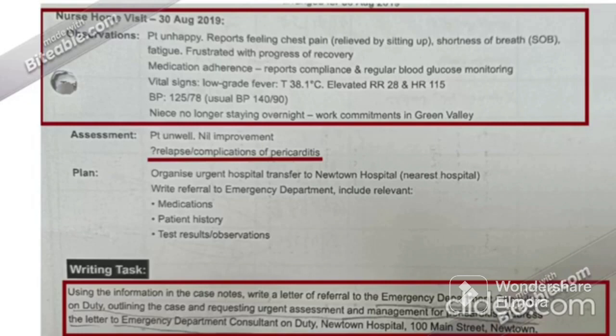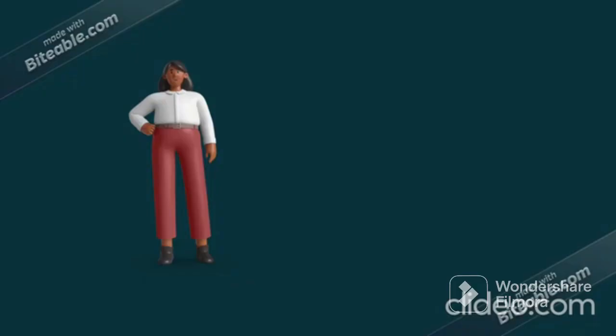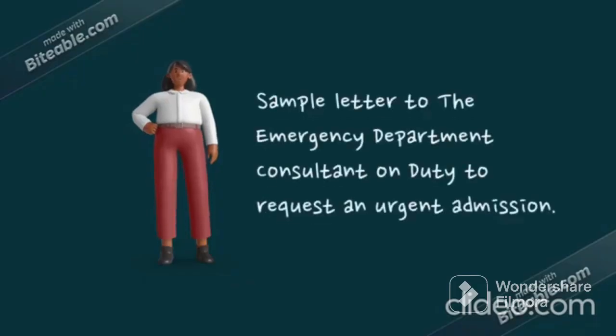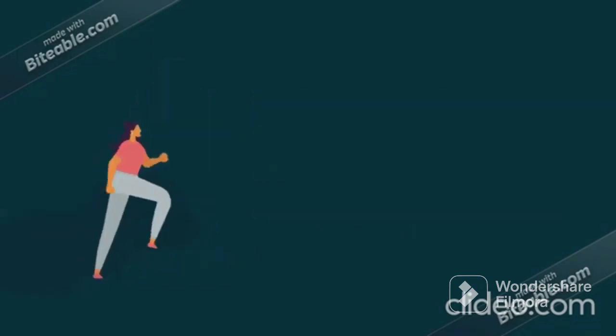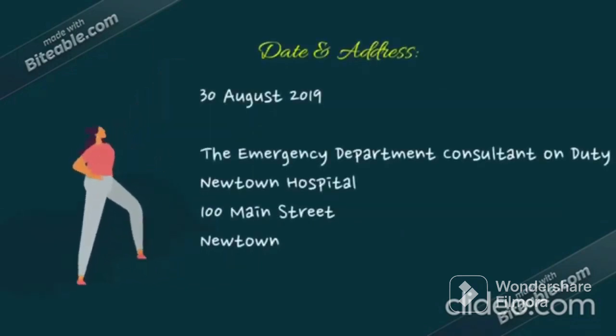So let us see how we will write the OET letter for this case note. Hi dudes, welcome. So we are going to write a sample letter to the emergency department consultant on duty to request an urgent admission. We will start with the date and address, 30 August 2019.